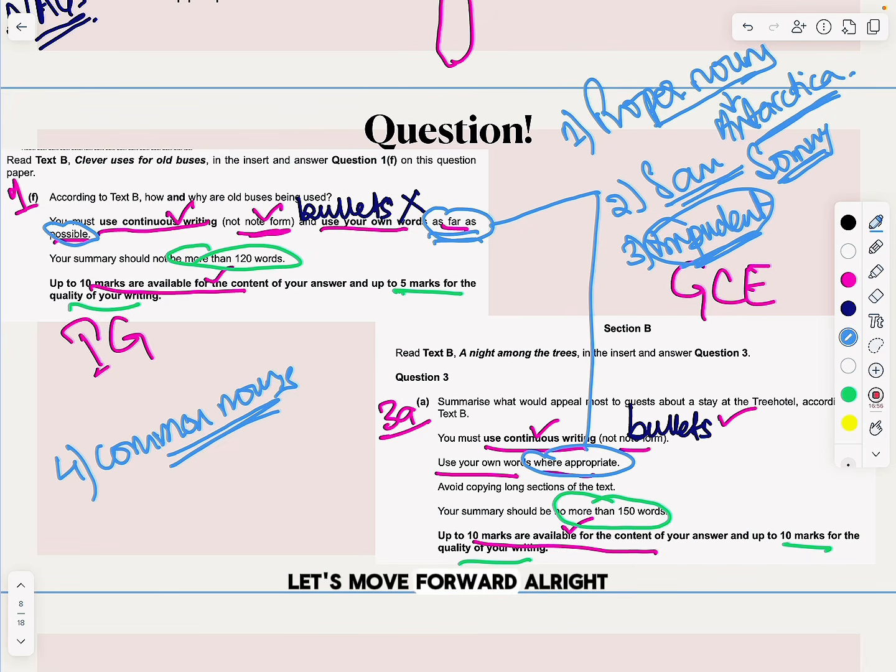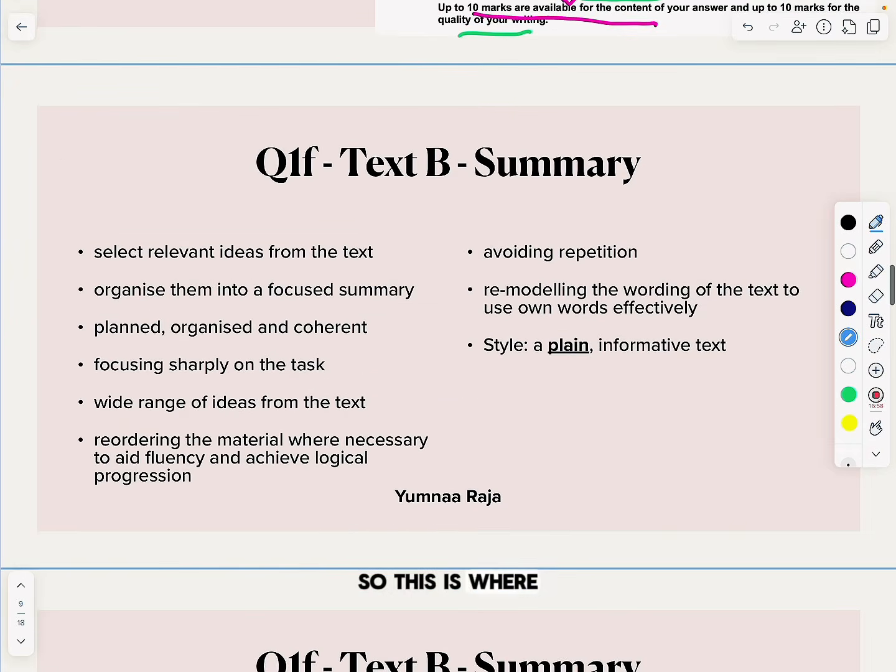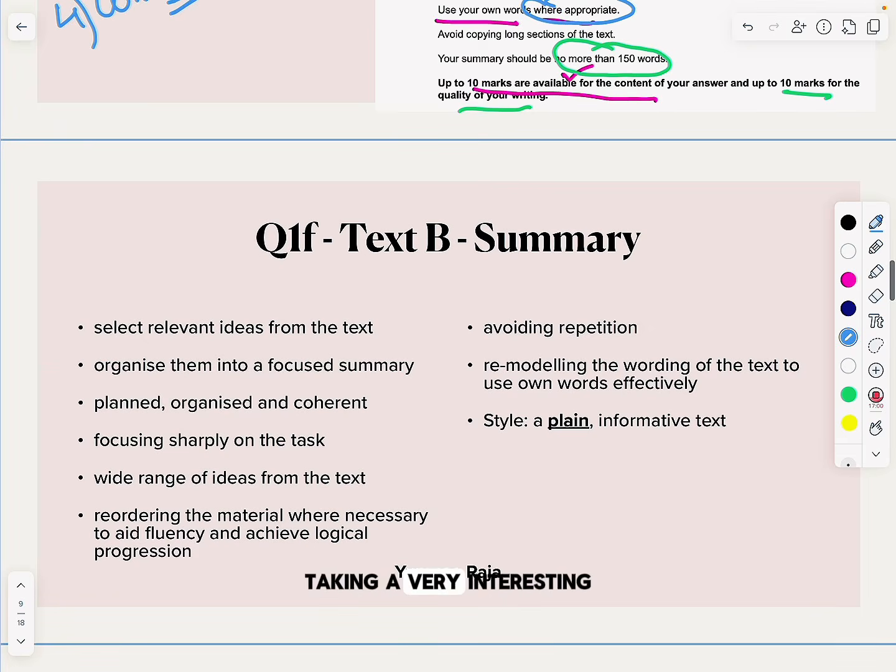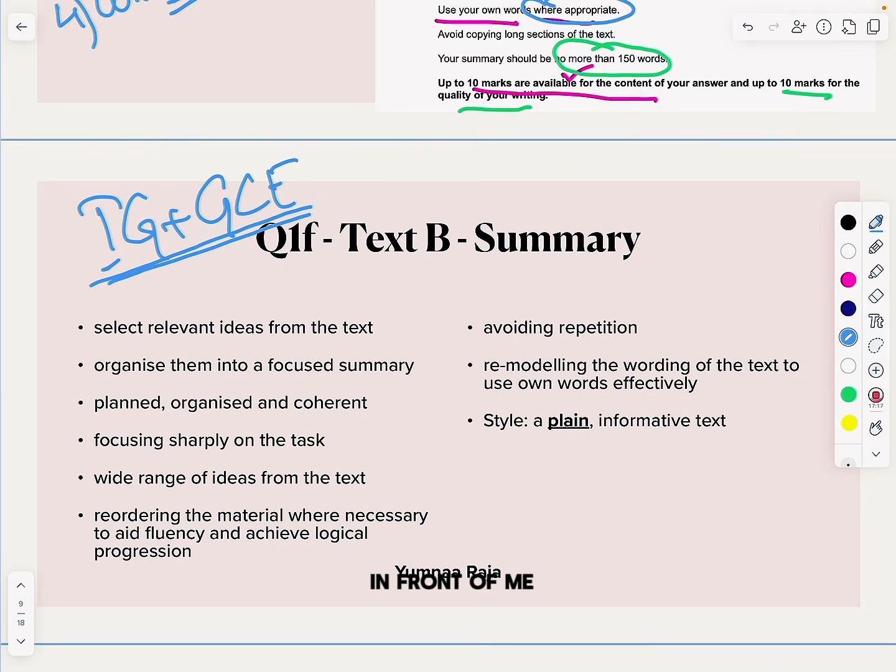Let's move forward. All right, so this is where we start taking a very interesting turn of how you're going to write it down. We've talked about what a summary writing question is, and we've looked at the marks, and we've looked at the differences of IG and GC, but now this one is the same for IG and GC. So how do you end up writing it down? There are a few things that you can of course see in front of you, but I've just fleshed out the most important notes in front of you. Let's take a look at them real quick.